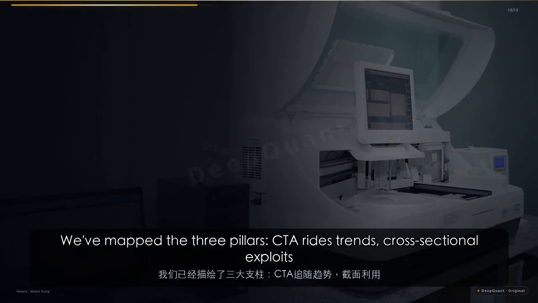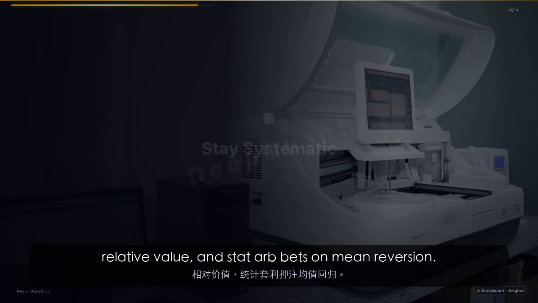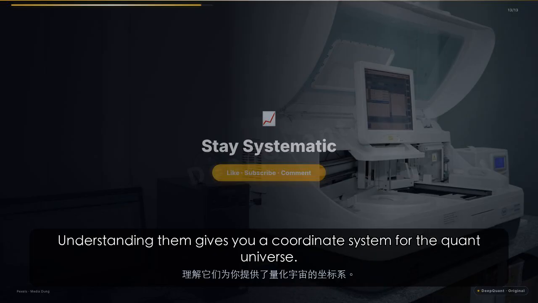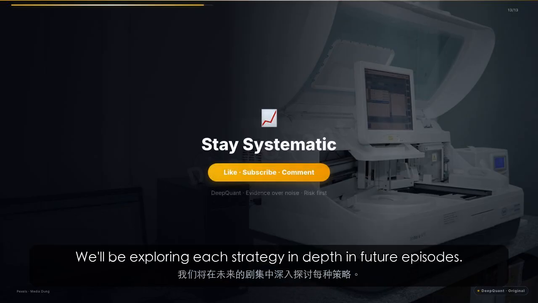We've mapped the 3 pillars: CTA rides trends, cross-sectional exploits relative value, and Stat Arb bets on mean reversion. Each has a distinct statistical foundation and risk profile. Understanding them gives you a coordinate system for the quant universe. We'll be exploring each strategy in depth in future episodes.